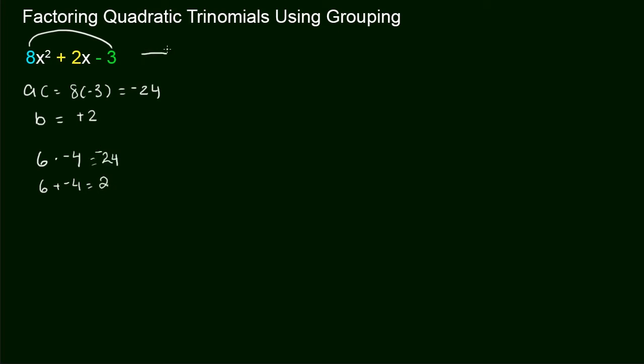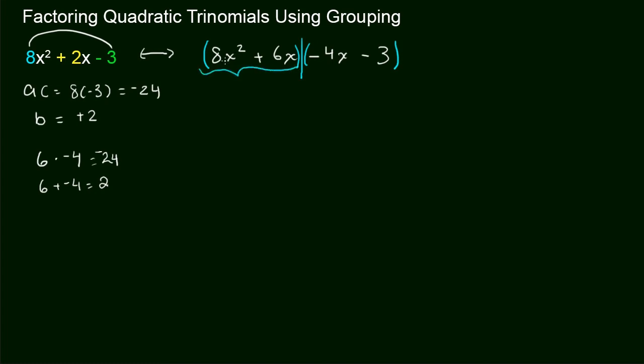So I can break this trinomial into 8x squared plus 6x, so essentially taking that positive 2x and breaking it into positive 6x and a negative 4x minus 3. If I add 6x and negative 4x, I get back to this positive 2x over here. Now to factor by grouping, I am going to group each of these terms into sets of 2. So I'm going to have a group over here, and I'm going to have a group over here. And I'm going to work with each group individually.